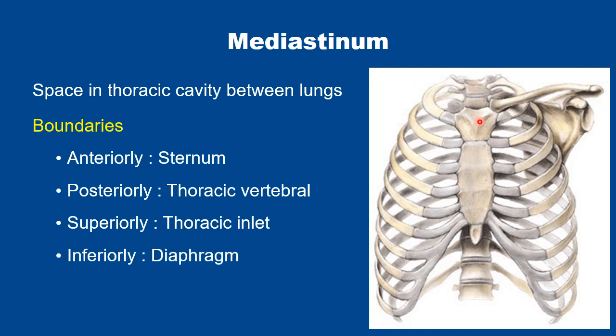Then the inferior boundary is formed by the diaphragm muscle, and this diaphragm muscle attaches over the inferior thoracic aperture or thoracic outlet. Here we can see this is the inferior thoracic aperture. And on each side the mediastinum is bounded by the mediastinal pleura.